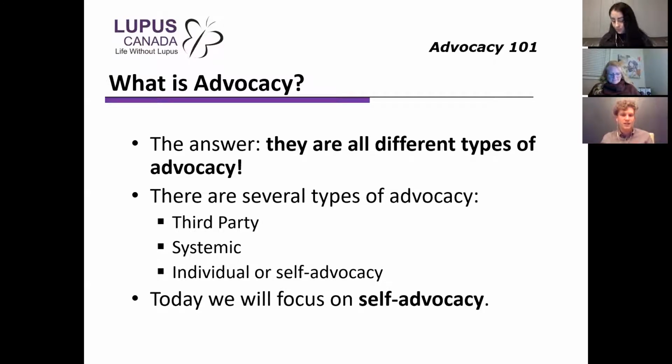And then there's individual or self-advocacy, and that's where we're going to focus today. That's the advocacy that you can take as yourself to try and make a change based on your own lived experience, based on your own issues that you may come across.